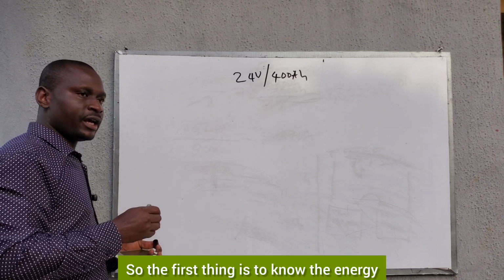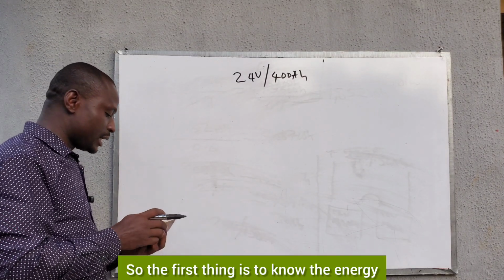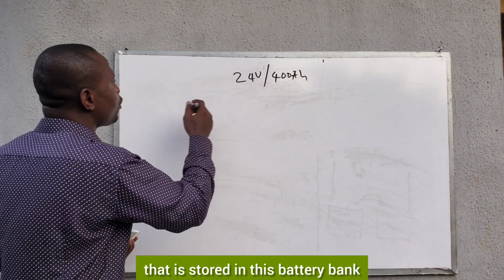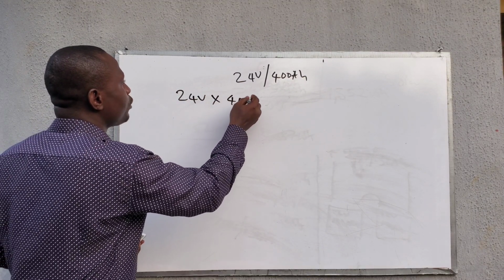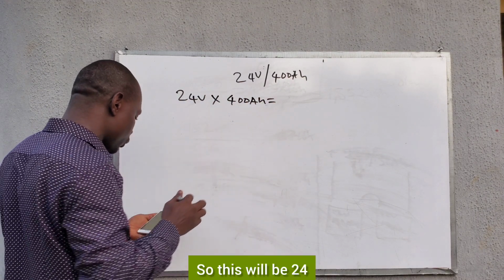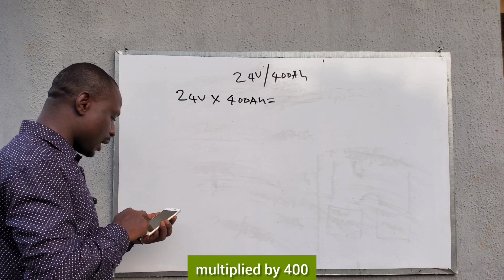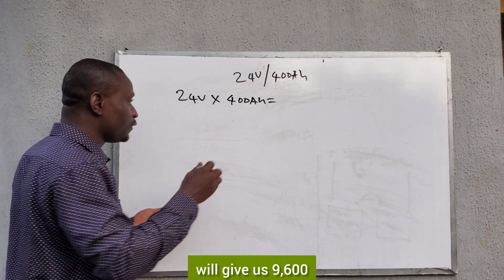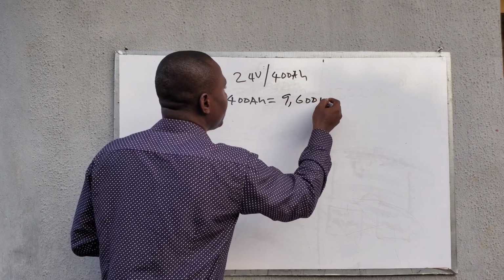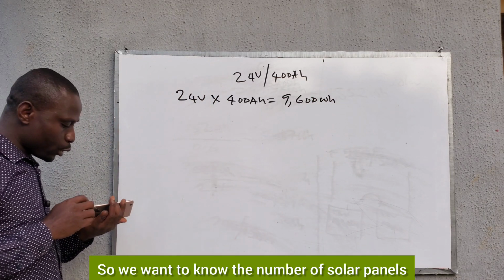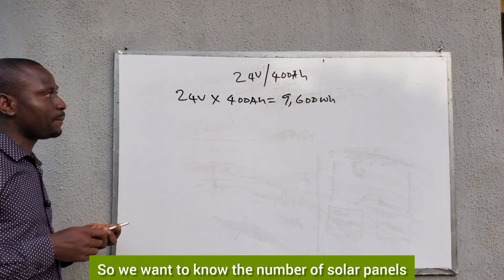So the first thing is to know the energy that is stored in this battery bank. It will be 24 volts multiplied by 400 amp hours. So 24 multiplied by 400 will give us 9,600 watt hours. So we want to know the number of solar panels.